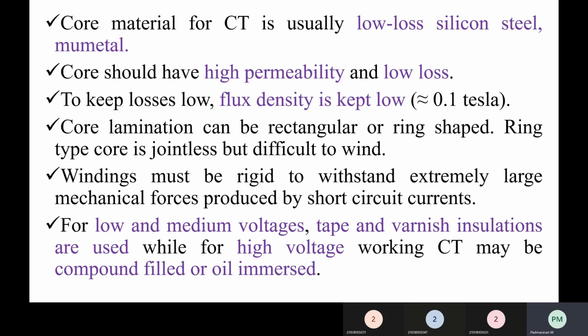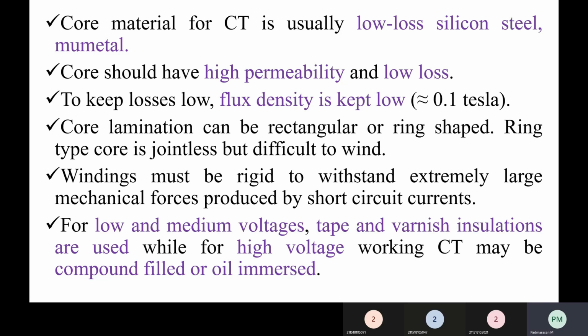In the above diagrams, the core material for a CT is usually low loss silicon steel or mu metal. The core should have high permeability and low losses. To keep losses low, flux density is kept low, approximately 0.1 Tesla. We know that flux density is flux per unit area. So this flux density is generally kept low, approximately equal to 0.1 Tesla.